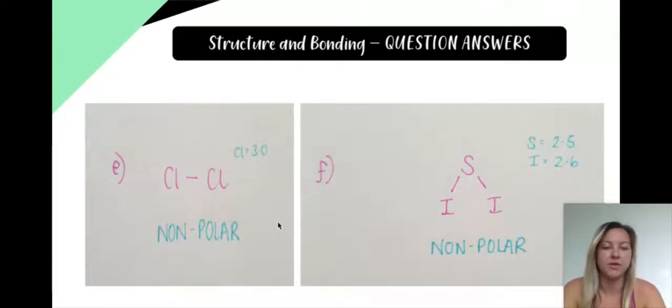F, we have sulfur and 2 iodines. Now the difference in electronegativity here is only 0.1. That does not warrant a polar bond. That means we have 2 non-polar bonds in this molecule, and the molecule is overall therefore non-polar.